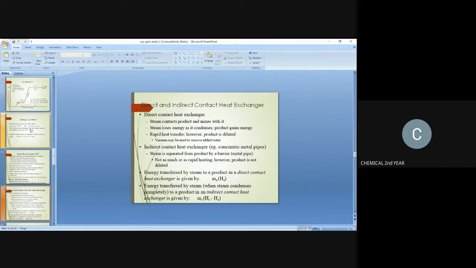Next, indirect contact heat exchanger. The example for indirect contact heat exchanger is concentric metal pipes. Steam is separated from product by a barrier, which is a metal pipe, so not as much or as rapid heating. However, product is not diluted. Energy transferred by steam to a product in a direct contact heat exchanger is given by Ms × Hs. Energy transferred by steam, when steam condenses completely, to a product in an indirect contact heat exchanger is given by Ms × (Hs − Hc).